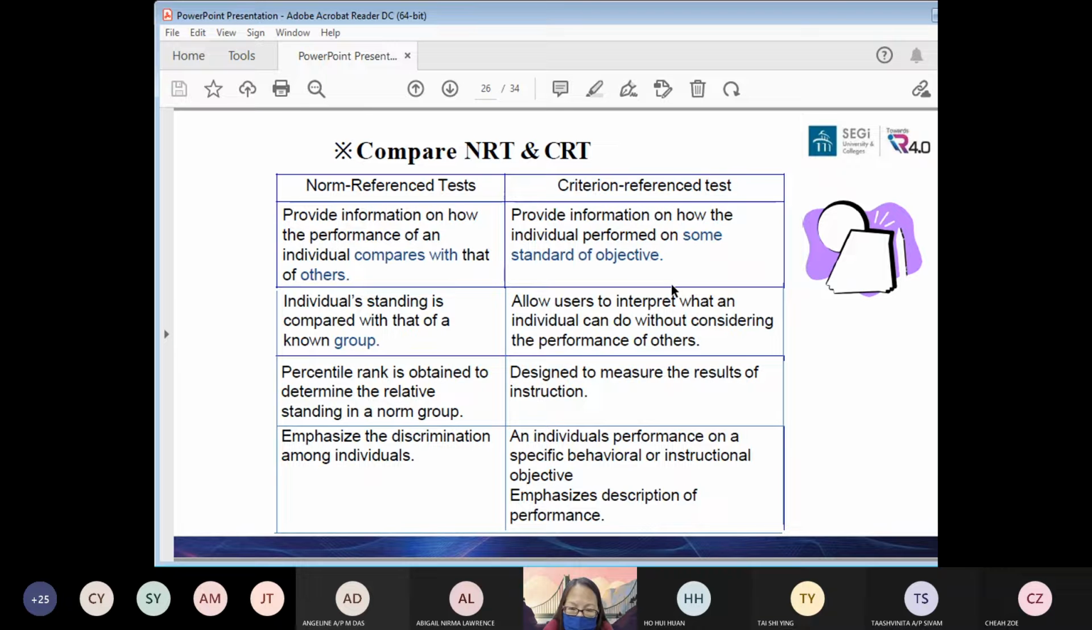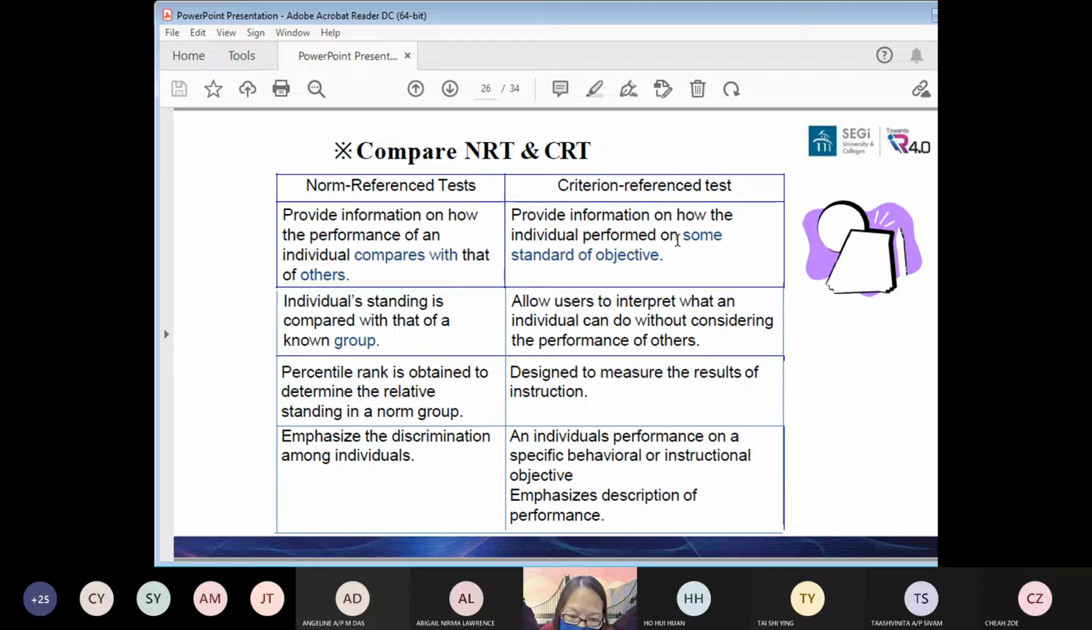Percentile rank is obtained to determine the relative standing in a norm group. So they use percentages to see how well you are, which percentage you are in that group, yeah. Where do you stand compared to that group? Better or worse? Criteria are designed to measure the results of instruction, yeah. All the questions have criteria for you to answer. Looking at the rubrics, you should know how well you have answered according to the rubrics, the criteria given.